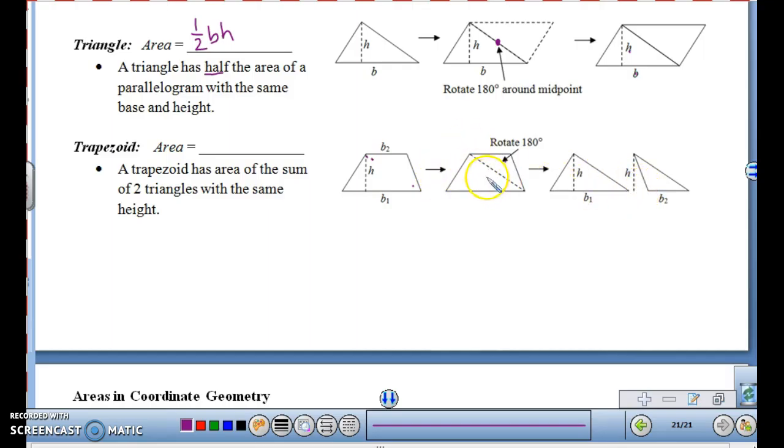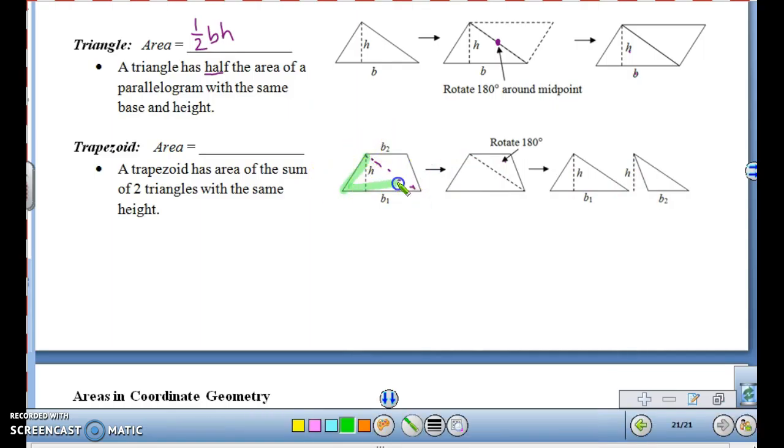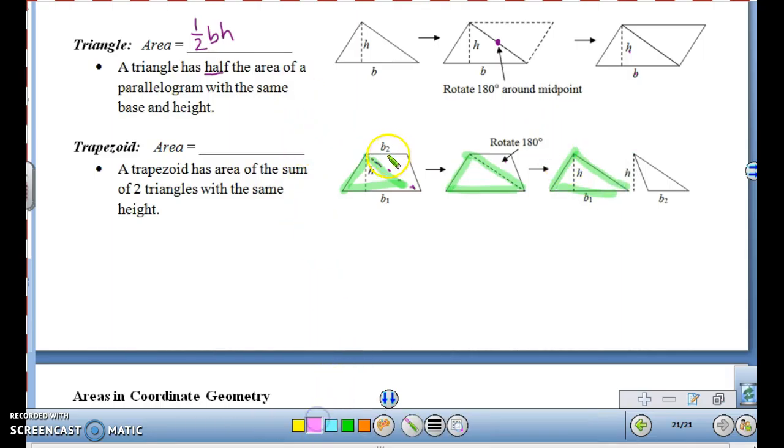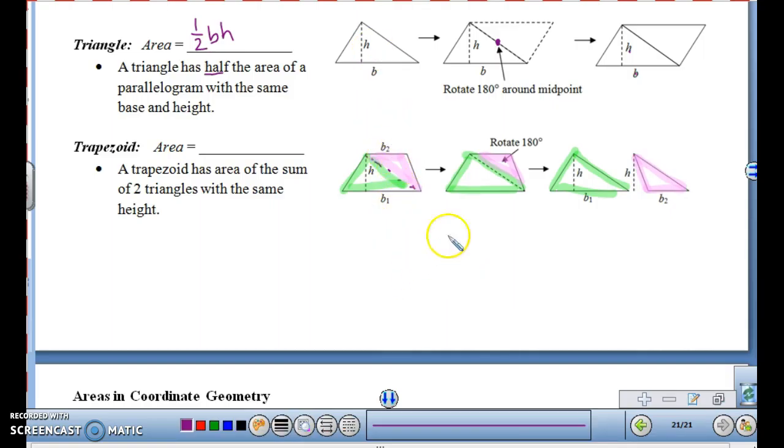We have a triangle here, this triangle right here, which is this one right here, and then you have the other triangle on the top. You have this triangle here, which is this one, and that's actually rotated 180 degrees. You actually end up with two triangles. So the area of this figure is going to be the sum of these two triangles right here. So we have the same height and we have two different bases.